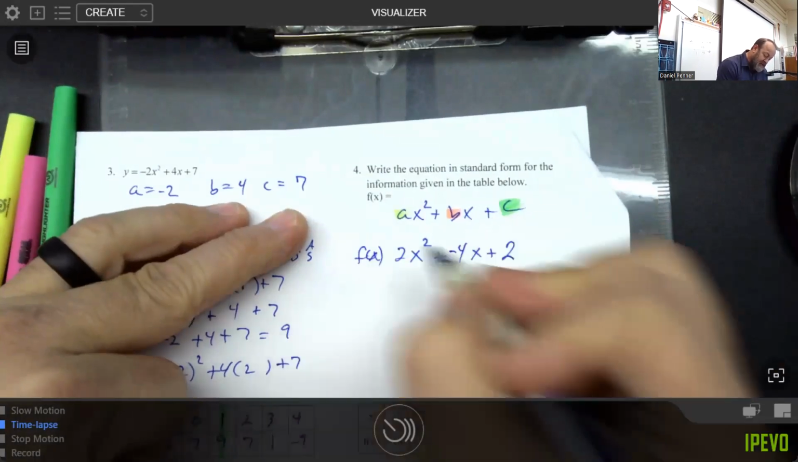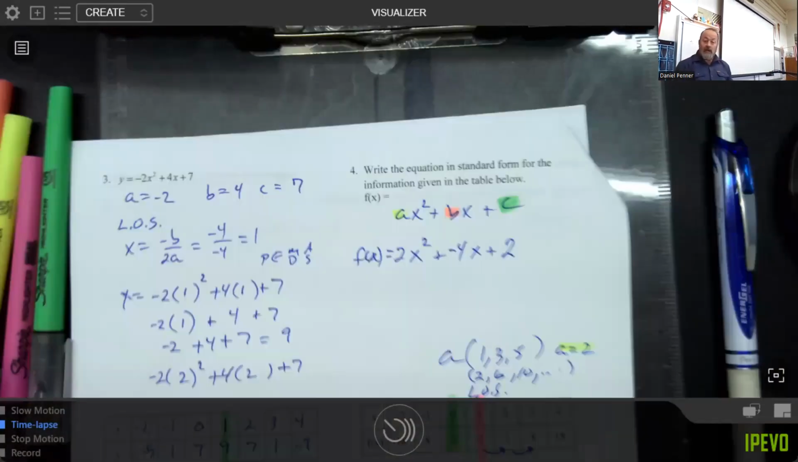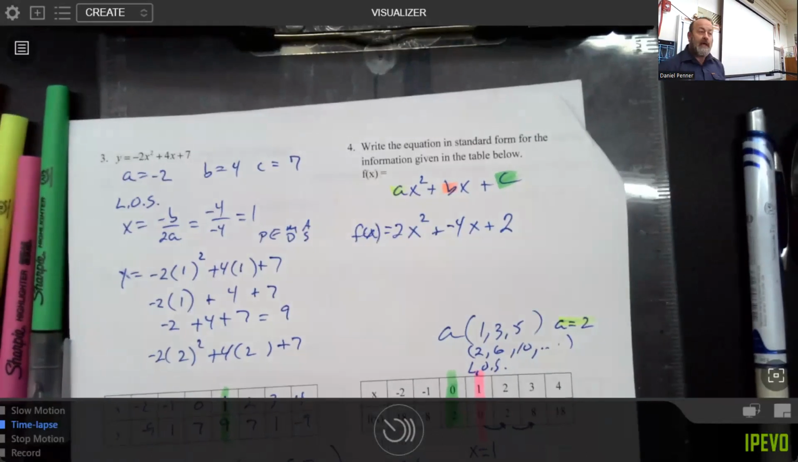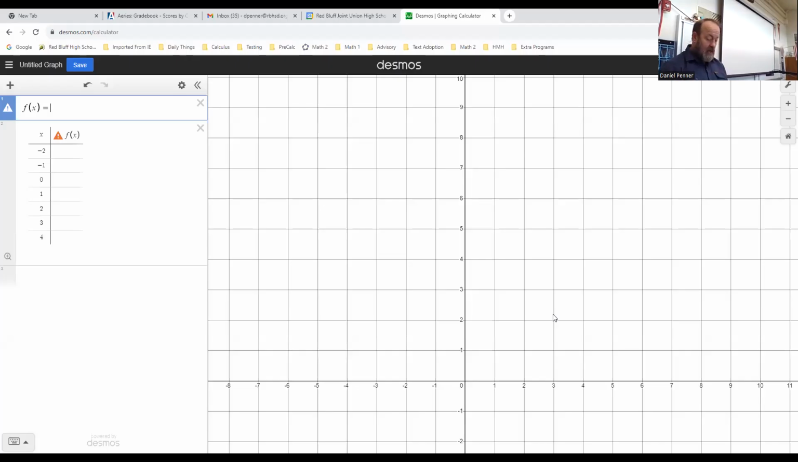Here's f of x. Now, let's go ahead and double check to see if we did that correctly. So let's go ahead and look back at Desmos for a second. Again, this doesn't work for the day of the test, but it's just to make sure that we haven't made any mistakes as we're studying for that test. I've got 2x squared minus 4x plus 2. And here is my data table. And if you look, it matches the data table perfectly.